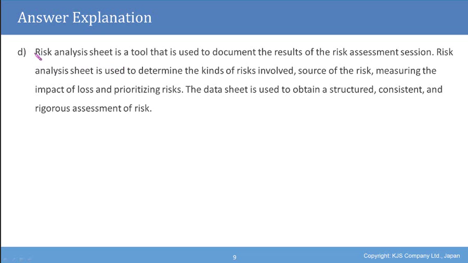D. Risk analysis sheet is a tool that is used to document the results of the risk assessment session. Risk analysis sheet is used to determine the kinds of risks involved, source of the risk, measuring the impact of loss and prioritizing risk. The datasheet is used to obtain a structured, consistent, and rigorous assessment of risk.